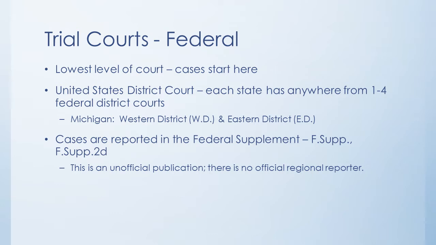Each state has anywhere from 1 to 4 federal district courts. Michigan, for example, is divided into the Western and Eastern districts. The cases heard in the federal circuit courts are reported in the Federal Supplement. I feel it's prudent to mention briefly that there are both official and unofficial reporters. Official reporters are published by the government entity, and unofficial reporters will be published by Thomson West or Lexis or some other legal publisher.